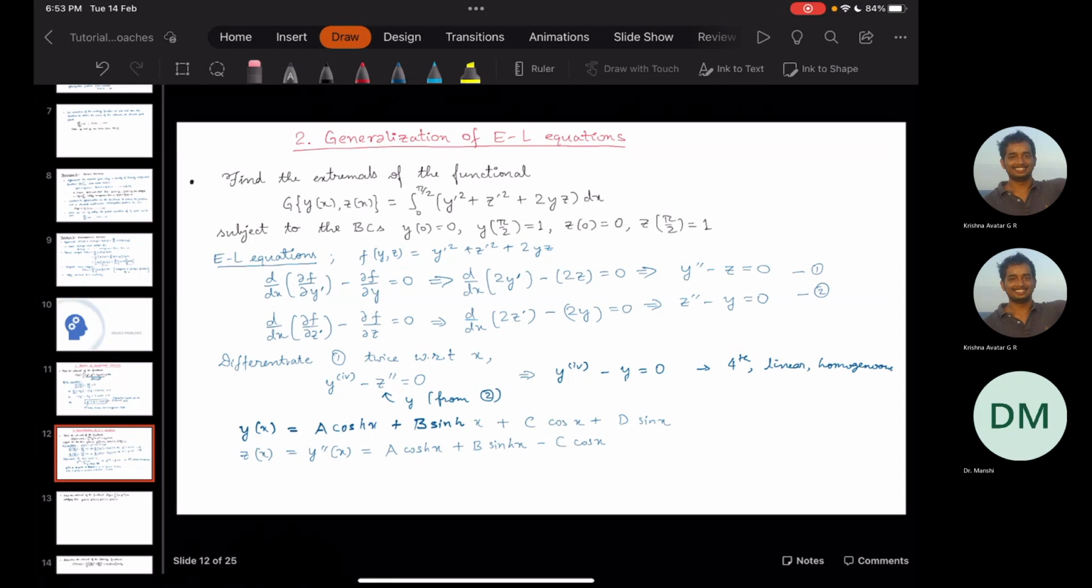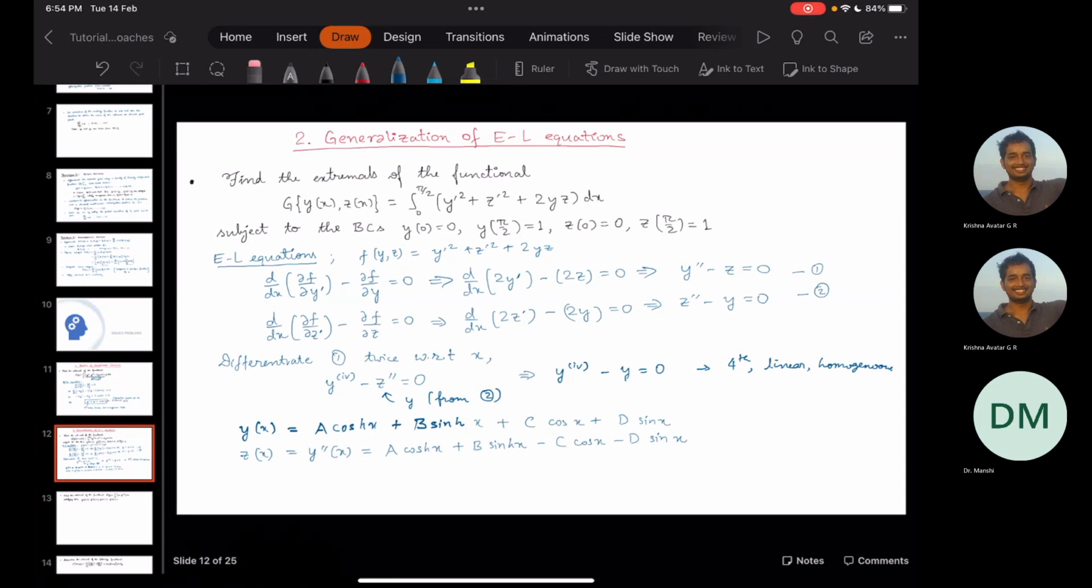Okay, the first derivative is sine x. Sine of sine x is cosine x. Second is minus sine x. So we have minus t. Okay, fine. Now, if we look carefully at our boundary condition, what we see is y at 0 is 0, and y at pi by 2 is 1. And even for z, z at 0 is equal to 0, and z at pi by 2 is 1.